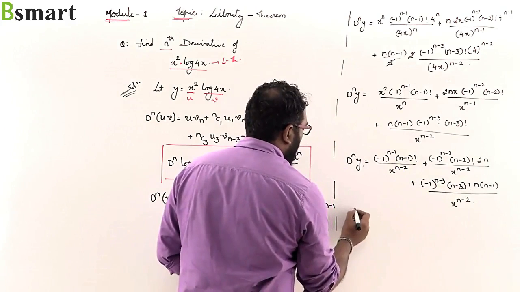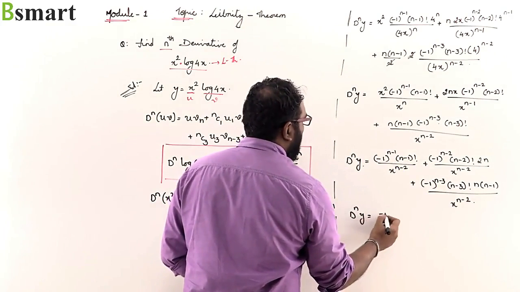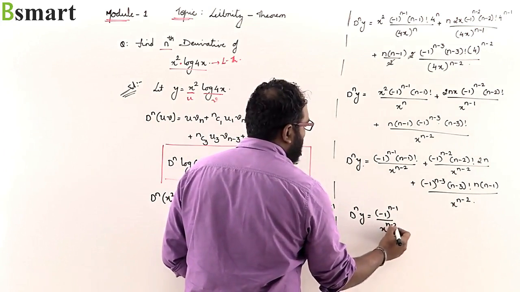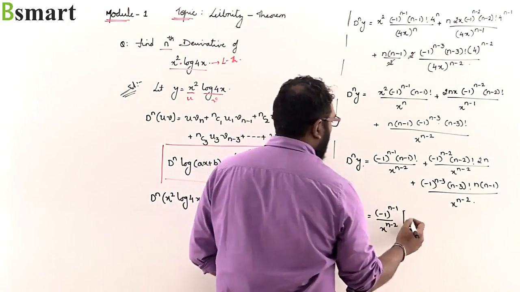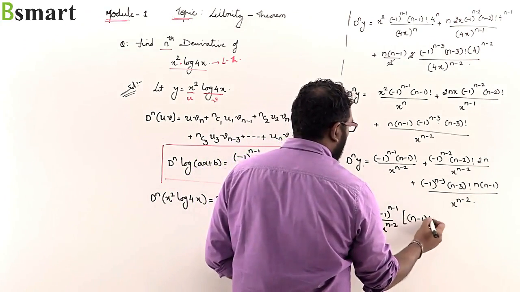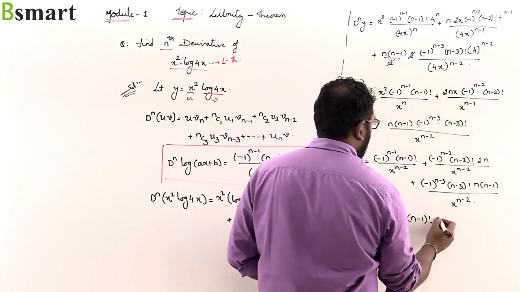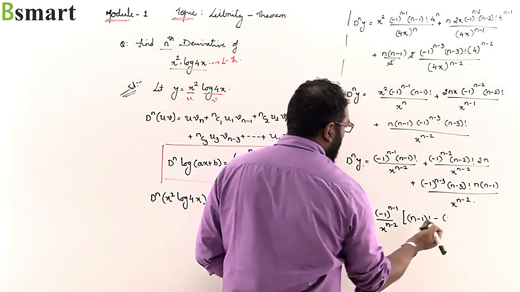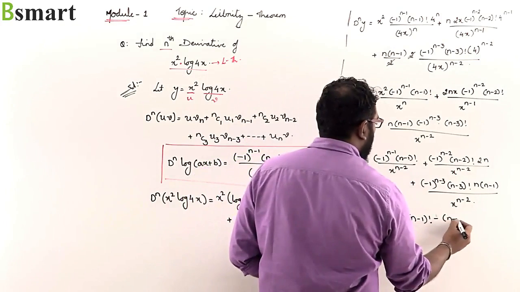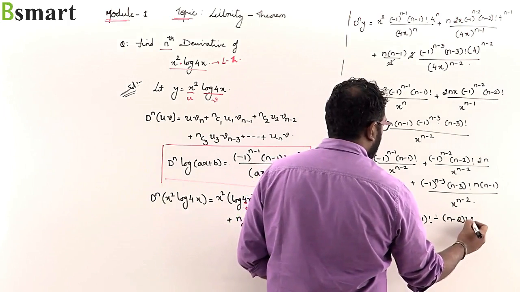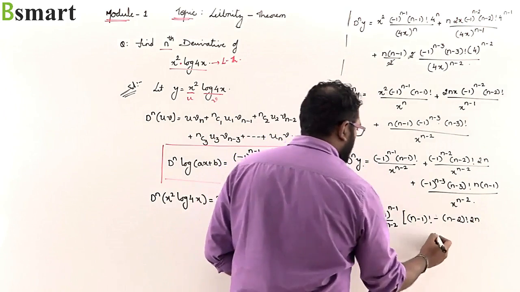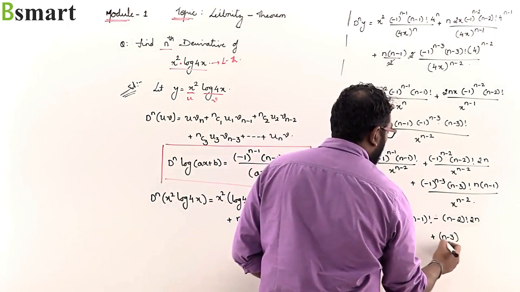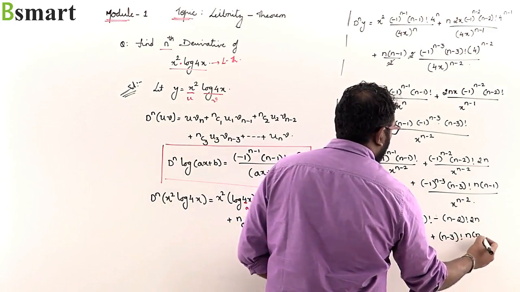So if we take minus 1 to the power n minus 1 by x to the power n minus 2 common from the nth derivative of y, then here we will get n minus 1 factorial, plus, as minus n minus 1 came out, here it will be minus n minus 2 factorial into 2n, and here this will be plus n minus 3 factorial into n into n minus 1.